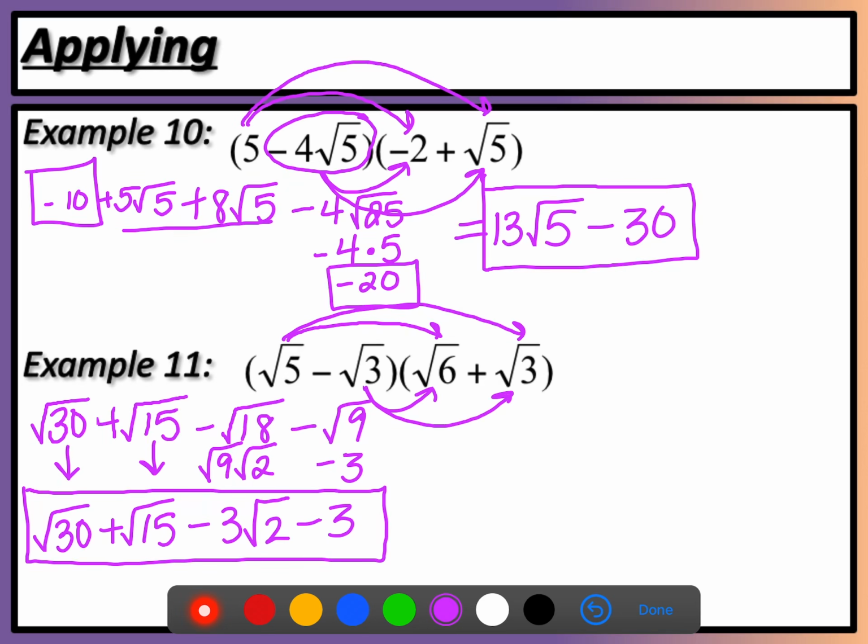All right, that's everything that we have here for multiplying. 3 types of problems: a radical times a radical, distribute, and then FOIL.